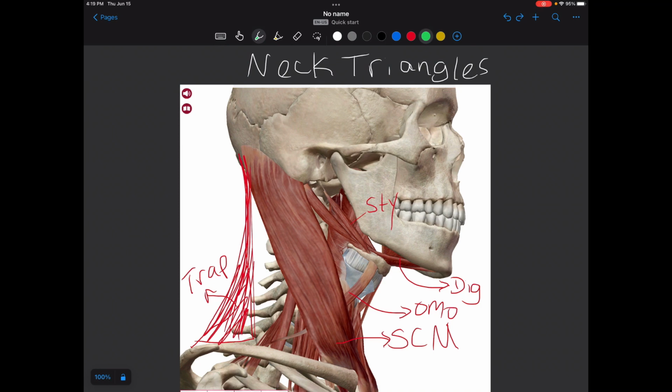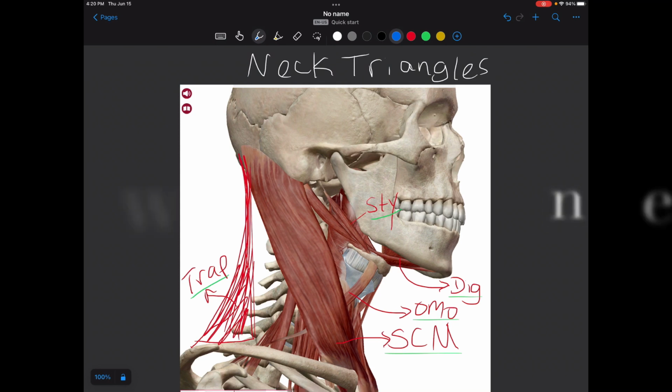So these triangles are imaginary lines that we can draw in the human neck based on certain muscles that we have in the neck. So for example, posteriorly here I have drawn the trapezius, and more laterally and towards the anterior part you've got the sternocleidomastoid. You can also see the omohyoid, digastric, and stylohyoid.